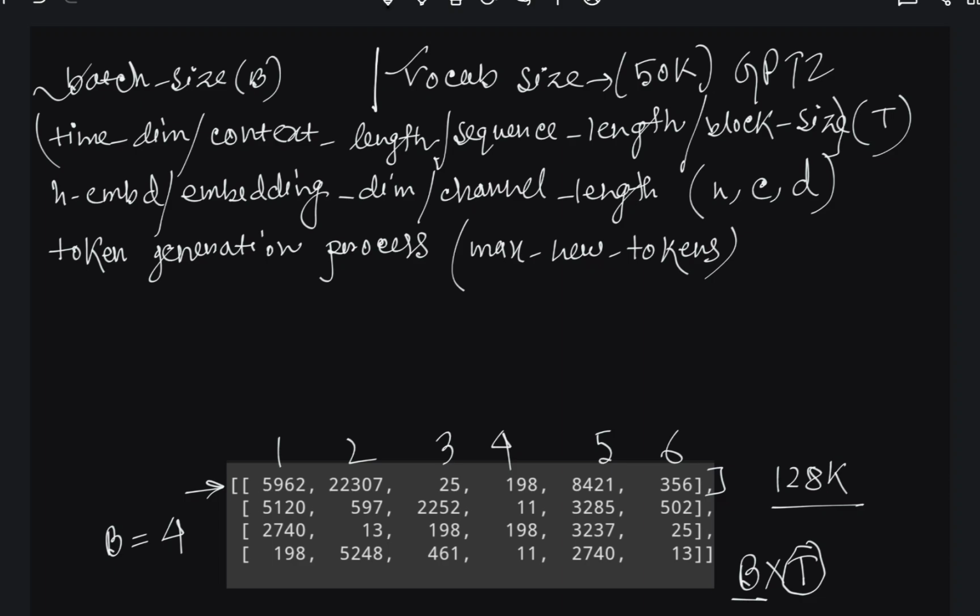So you can call it any of these terminologies, but they mean the same thing, and we generally denote it using this T, right? The other thing I wanted to talk about is the N embedding, or the embedding dim, or the channel length. We can call it N, or sometimes people call it C, which they also call the channel length, and they also call it D.